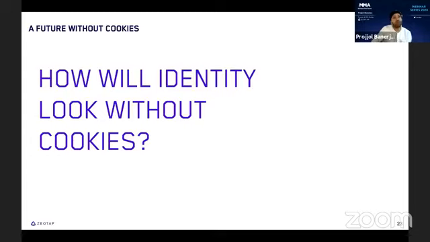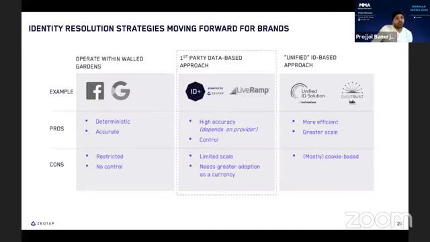So if you look at a future without cookies, without potentially mobile device IDs, how do you build a marketing strategy? And there are some efforts today to address this challenge.